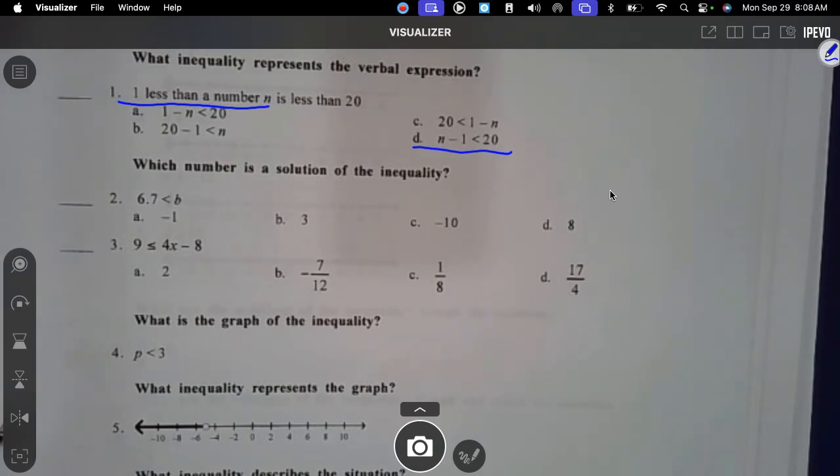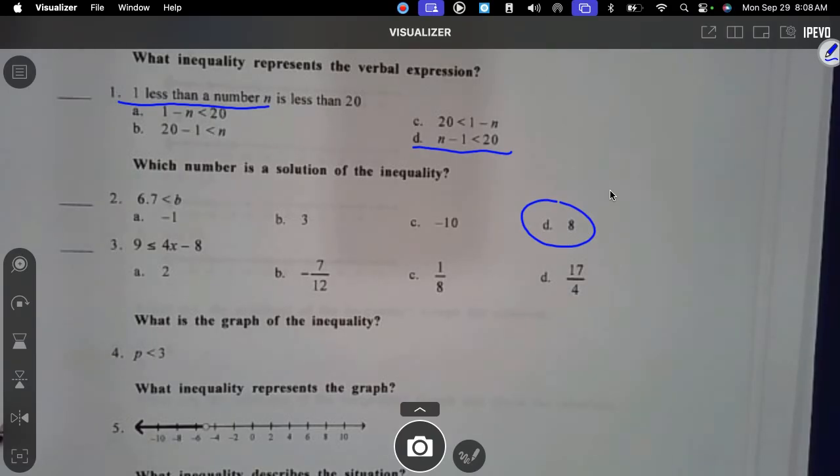Okay, then the next one, it's written backwards. So let's read it backwards. It says B is greater than 6.7. So we are looking for the number that is greater than 6.7. So is -1 greater than 6.7? No. Is 3 greater than 6.7? Is -10? Is 8? Yes. So this one is your answer. Is everybody good with that one?